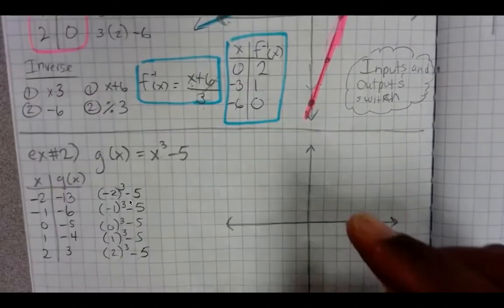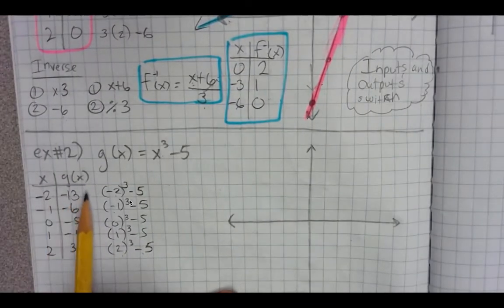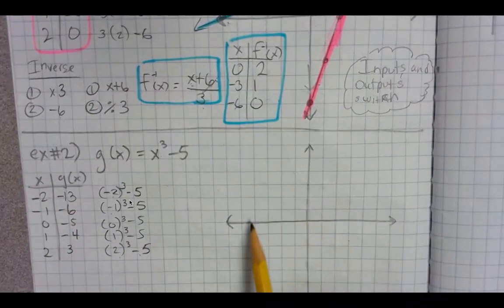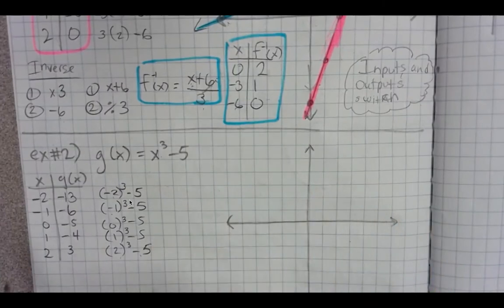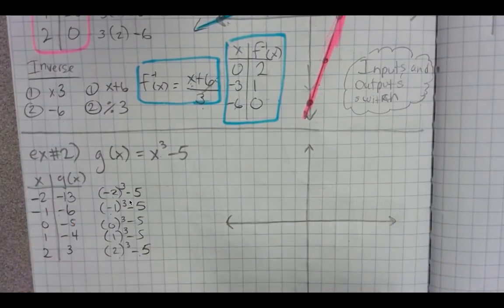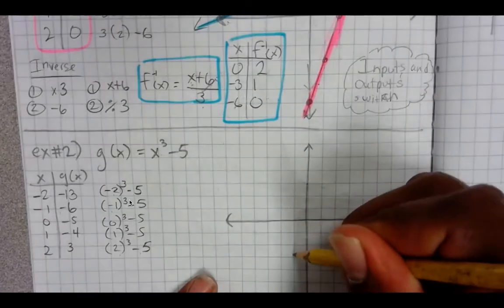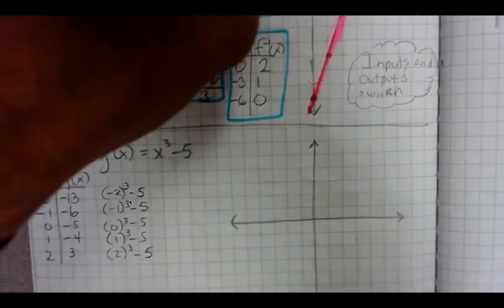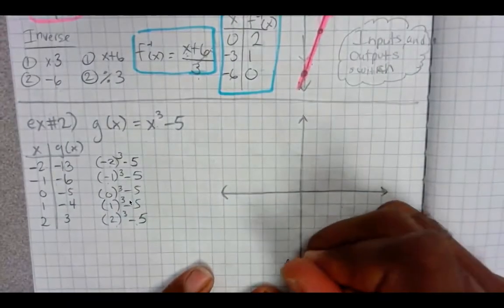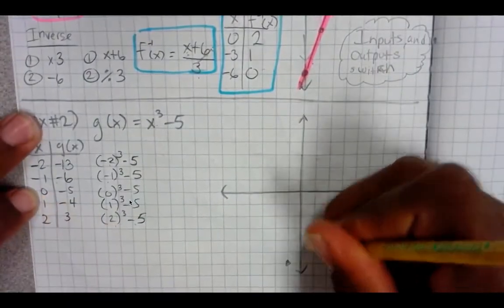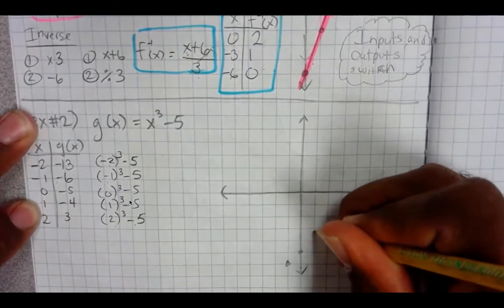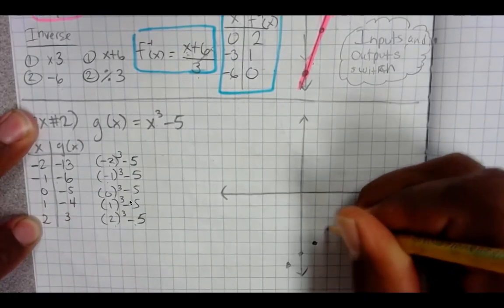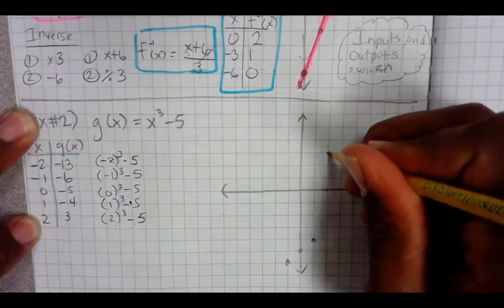So starting with the first point, negative 2, negative 13. That's not going to fit. So skipping that one. Negative 1, negative 6. That's right here. Let's move this over a little bit. Then the next one, 0 minus 5, 1 minus 4, and 2, 3.